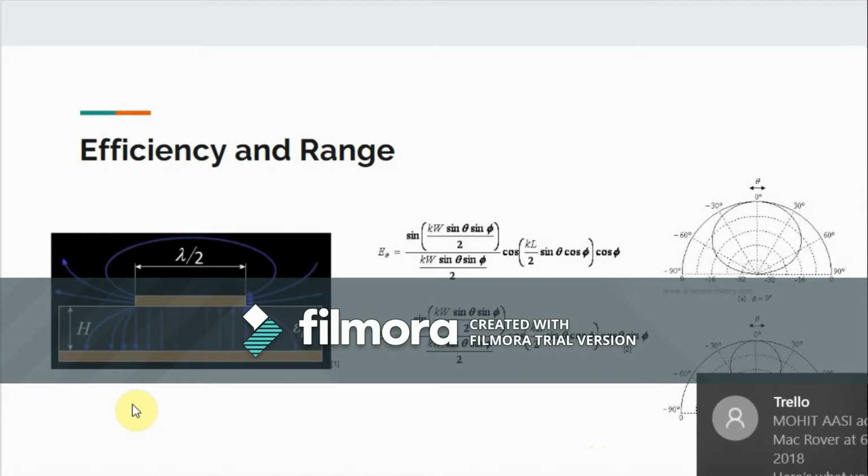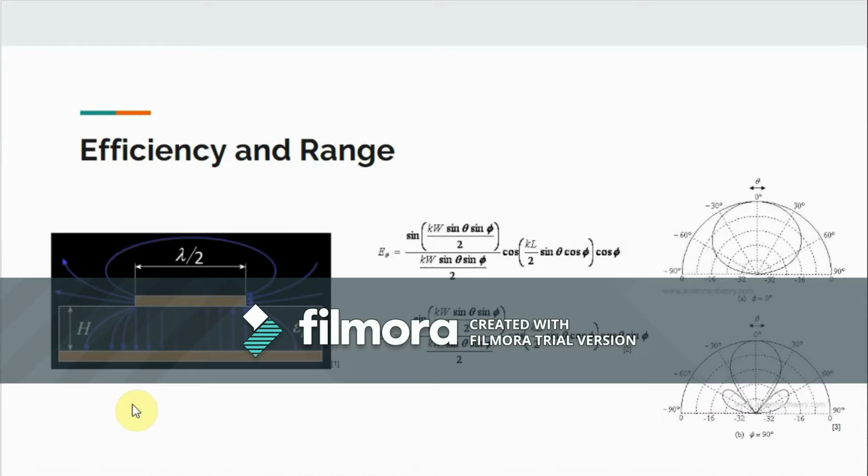The choice of substrate is also important. The bandwidth of the microstrip antenna will increase with the increasing of substrate thickness, h, but with limits. We have to consider temperature, humidity, and other environmental ranges of operation to determine the range of the antenna. On the right, we can see the shape and range of the antenna with respect to different values of phi.